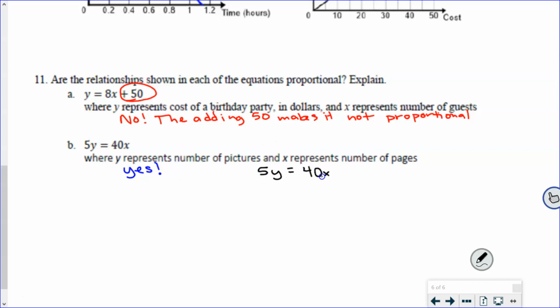If I wanted to make the equation look a little bit more normal, I could divide by 5. And whatever I do to one side, we do it to the other side. And 5 divided by 5 is 1. So we're left with just y. And 40x divided by 5 is equal to 8x. And now that looks nice and normal, right? Yep, so we can say, yes, it's the same as y equals 8x.